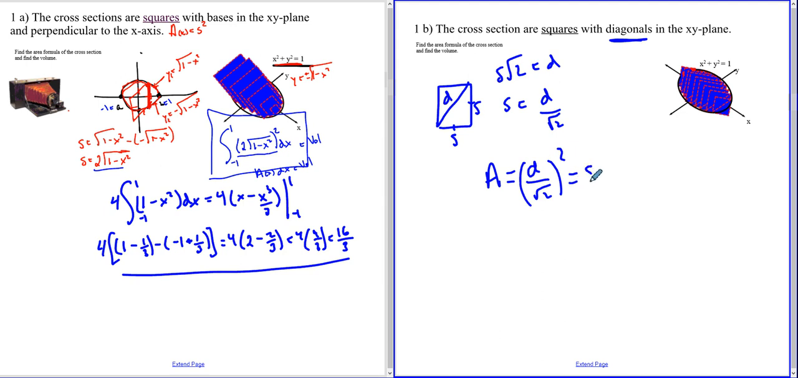That would be equivalent to s squared in terms of d, the diagonal. And so we have d squared divided by 2. Okay, that's our area. Now, once again, same object going through here.